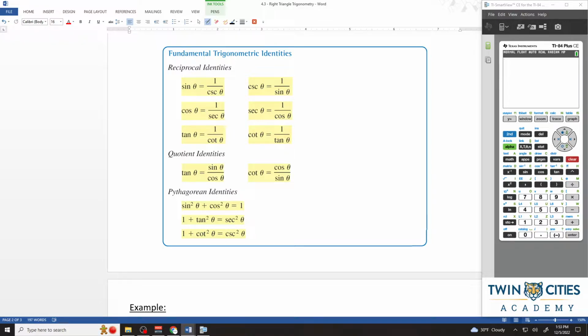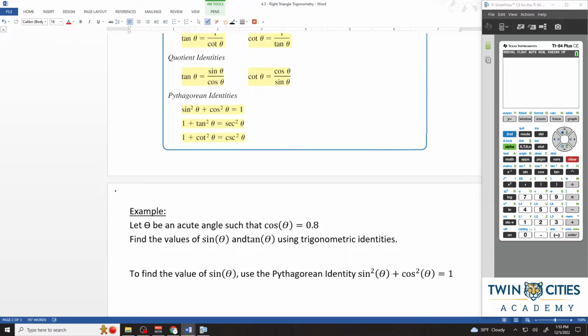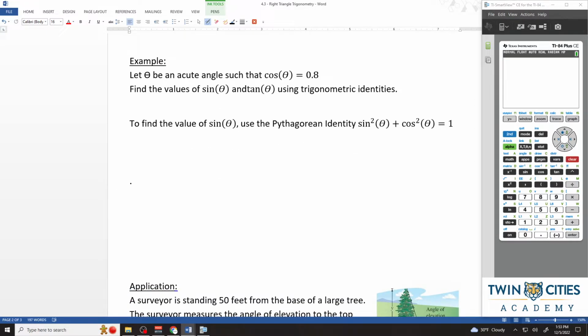Now, where might I use something like this? Here's an example. Let theta be an acute angle such that cosine of theta is equal to 0.8. We're going to use this information along with our Pythagorean identity to find sine of theta and tangent of theta using trigonometric identities. To find the value of sine of theta, use the Pythagorean identity sine squared plus cosine squared equals 1. Okay, so let's start there.